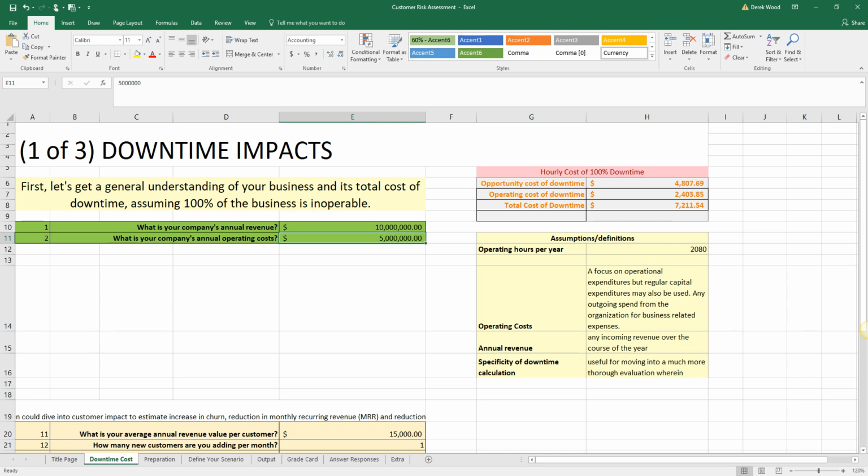The reason we are looking for revenue is because opportunity cost is time spent not doing things productive. So this is going to give us a measure of potential losses due to interruption in our revenue generating activities. Your company's annual operating costs, this is just the hard cost of keeping the business up and running.